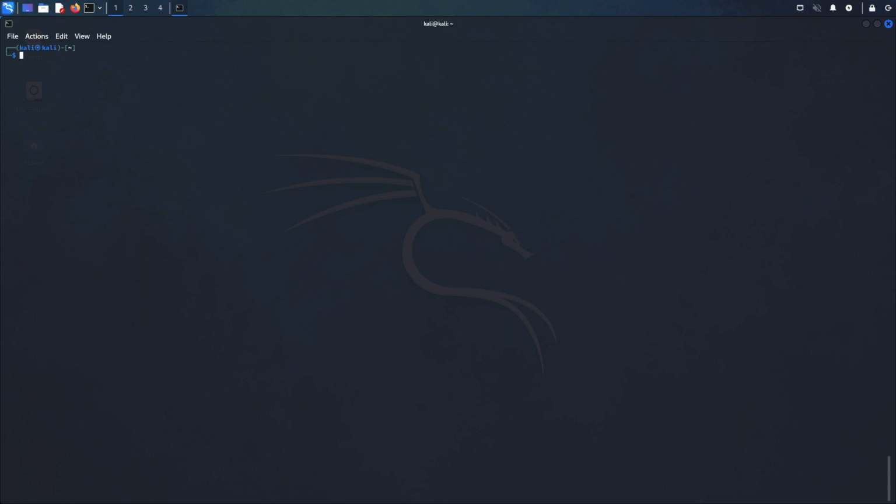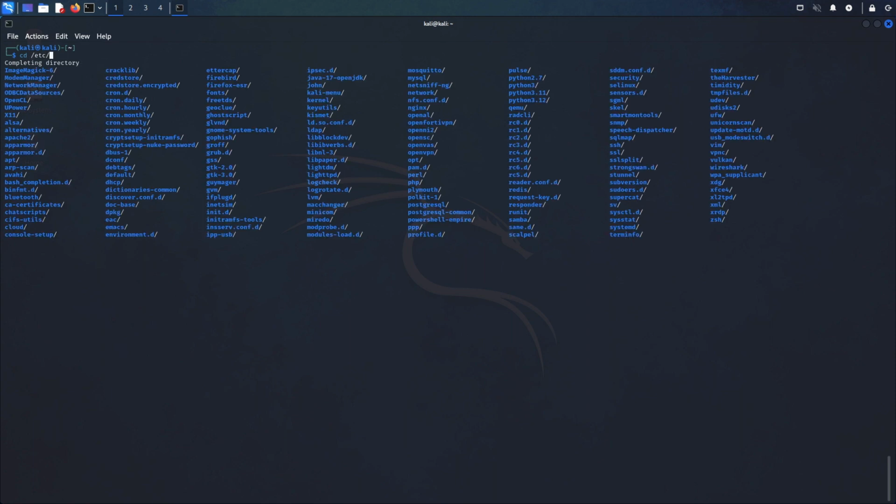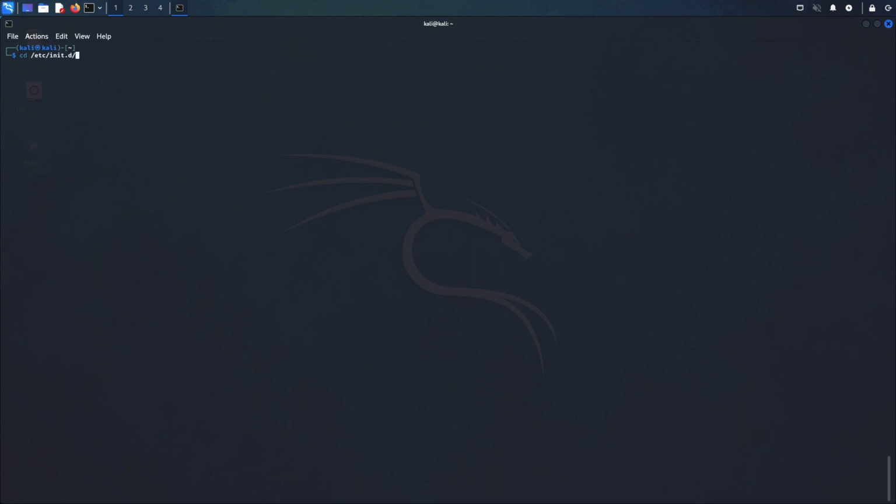Now let's say that we are far away in the directory system. We are somewhere very far away from our home directory. Let's say that we are in /etc/init and we want to get back into our home folder. Well, there is something called the tilde sign slash, and we are quickly back into our home folder.